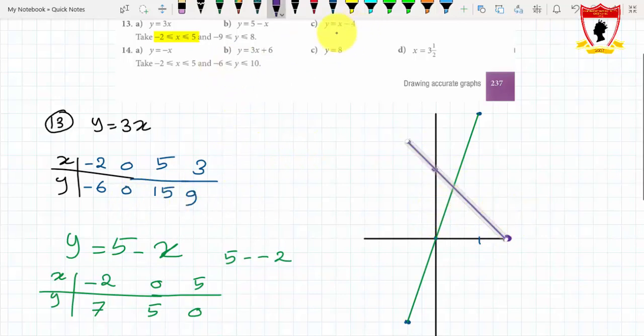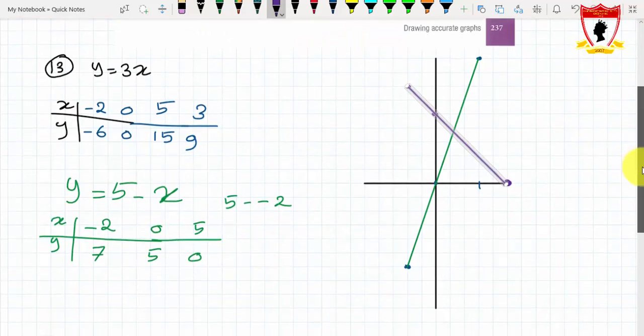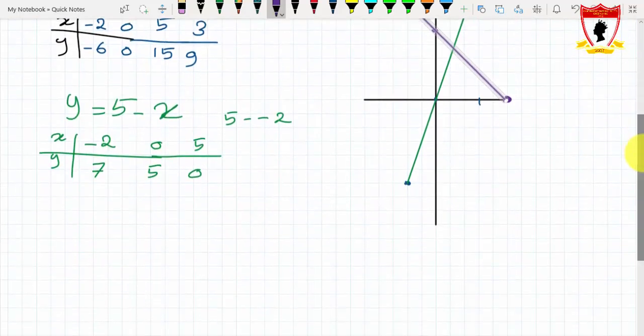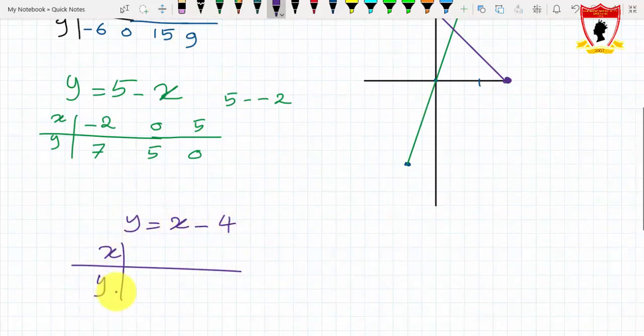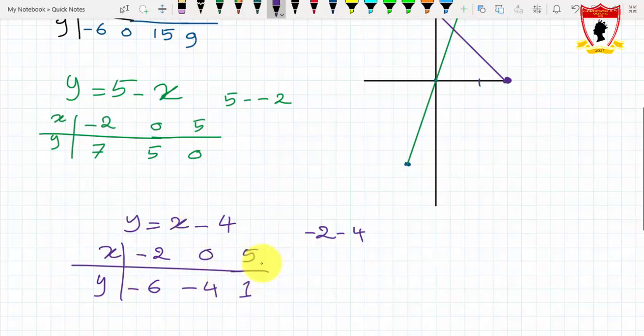And the third equation is y equals x minus 4. Since we have three equations, all the three graphs together form a triangle. Now y equals x minus 4. Then x values, y values. If we put negative 2 for x, we will have negative 2 minus 4. They are both negative, so we add them: negative 6. Then 0, 0 minus 4 is negative 4, and 5, 5 minus 4 is 1. We got 3 more points.